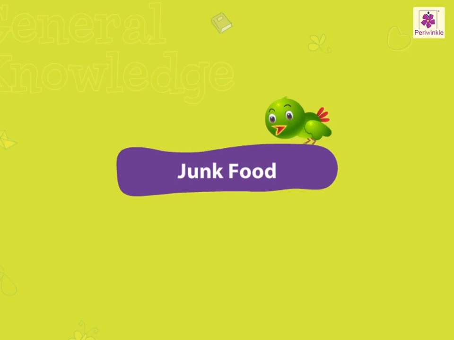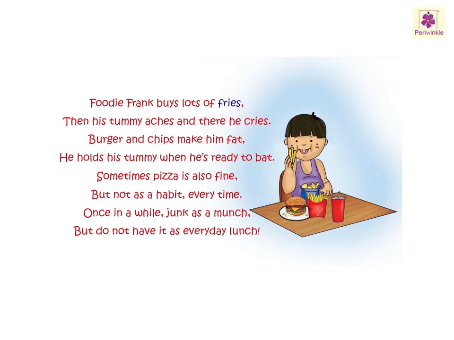Junk food. Foodie Frank buys lots of fries. Then his tummy aches and there he cries. Burger and chips make him fat. He holds his tummy when he's ready to bat. Sometimes pizza is also fine, but not as a habit every time. Once in a while, junk as a munch, but do not have it as everyday lunch.